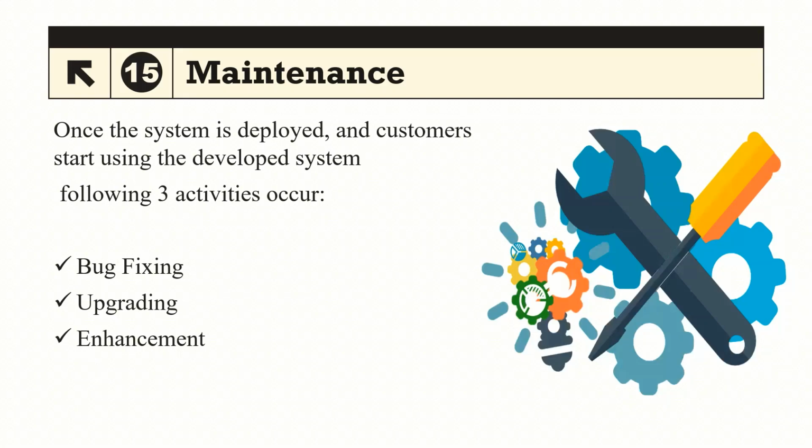So, we are talking about SDLC, and maintenance is the last phase of SDLC. Once the system is deployed and customers start using the developed system, three activities occur. First, bug fixing. Bugs are reported because of some scenarios which were not tested at all. After that, upgrading the application to a newer version of the software, and enhancement, adding some new features to the existing software.